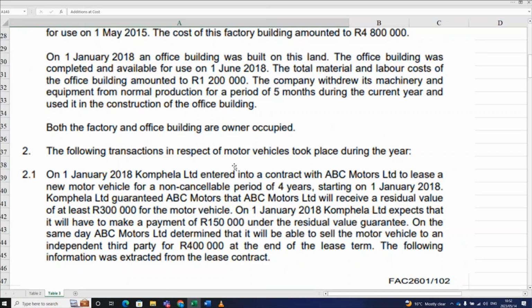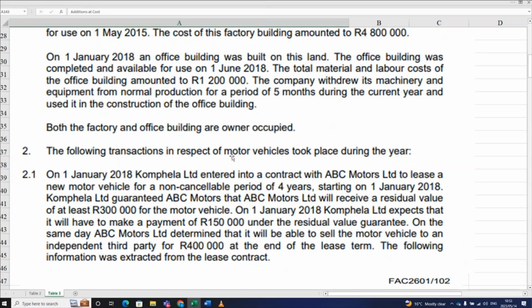On 1 January 2018, Komphela Limited expects that it will have to make a payment of 150,000 under the residual value guarantee. On the same day, ABC Motors Limited determined that it will sell the motor vehicle to an independent party for 400,000 at the end of the lease term.